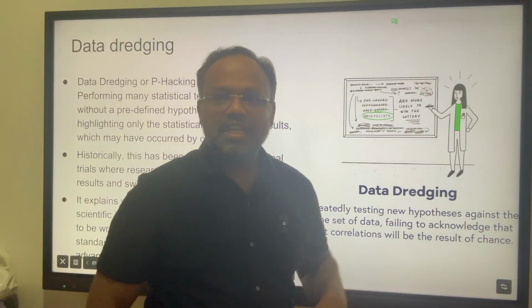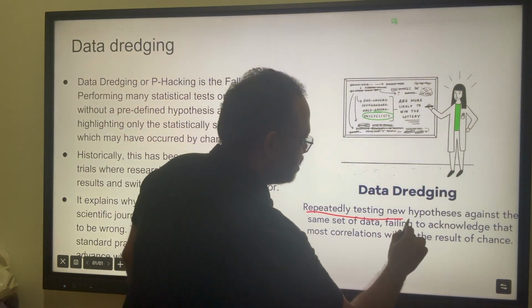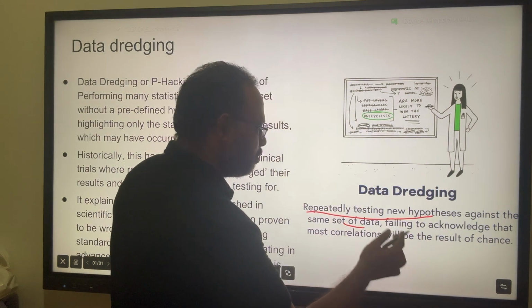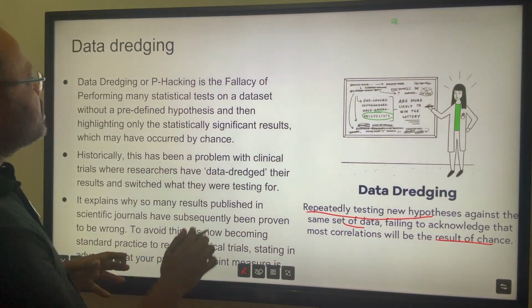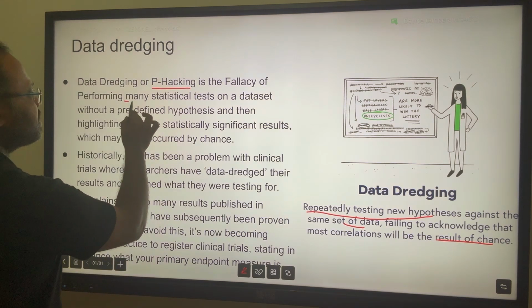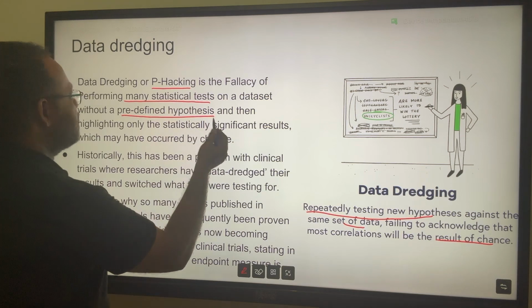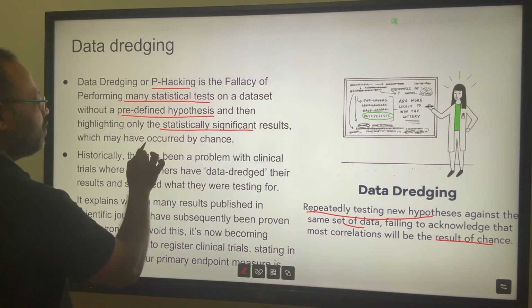Next on the list is data dredging. It is repeatedly testing a new hypothesis against the same set of data, failing to acknowledge that most correlations were due to the results of chance. Data dredging is otherwise called p-hacking. It is the fallacy of performing many statistical tests on a data set without a predefined hypothesis and then highlighting only the statistically significant results, which may have occurred by chance.